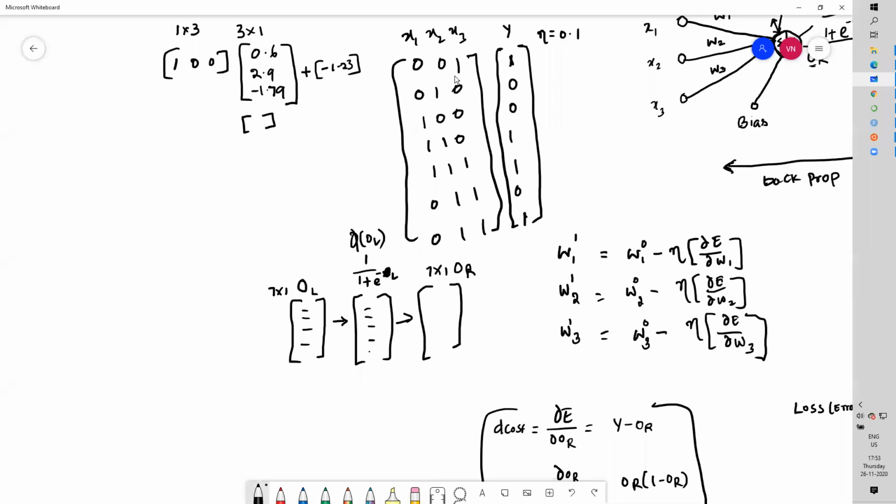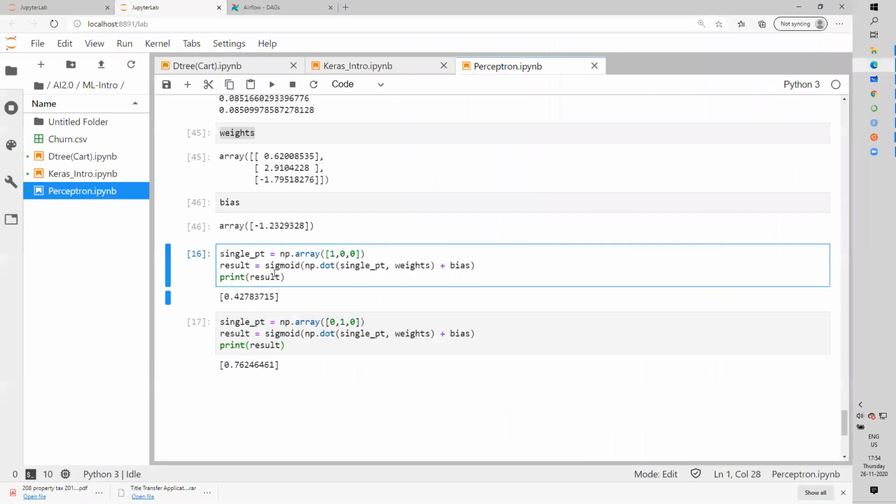And then we would pass this value, which is the output of the left hand side, the summation, to our sigmoid function. So sigmoid of OL will generate our output on the OR side. So this is going to be our final output, and that's what I have written the code for here.